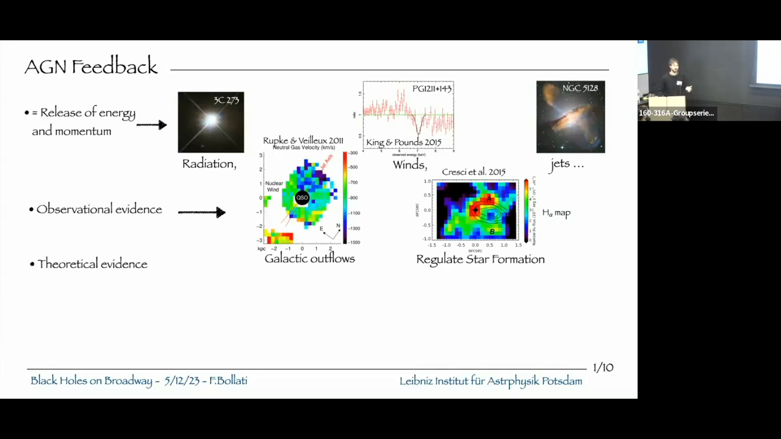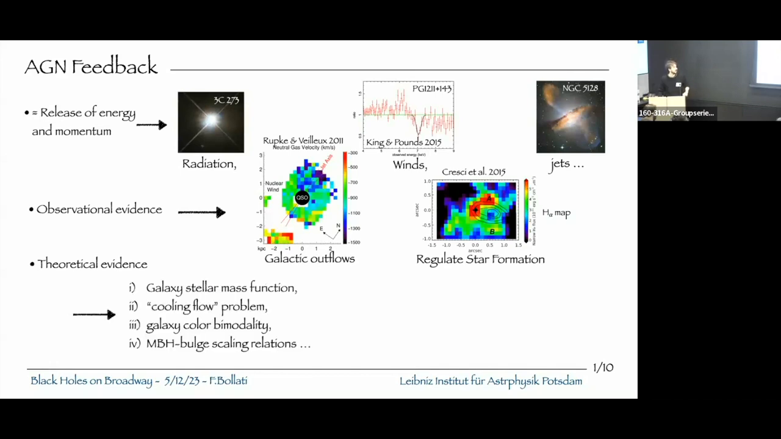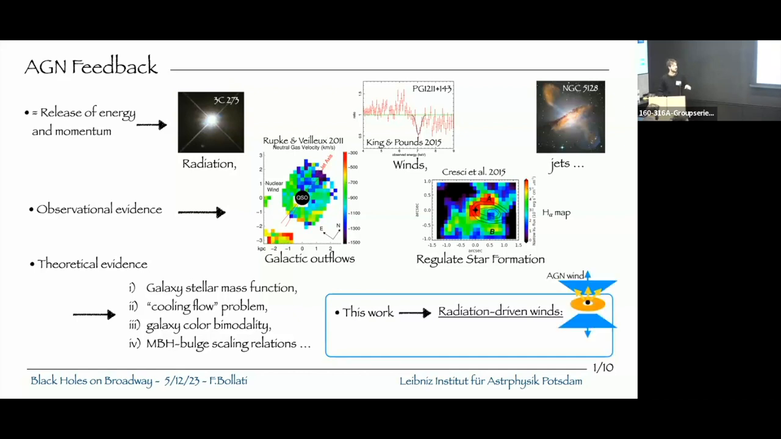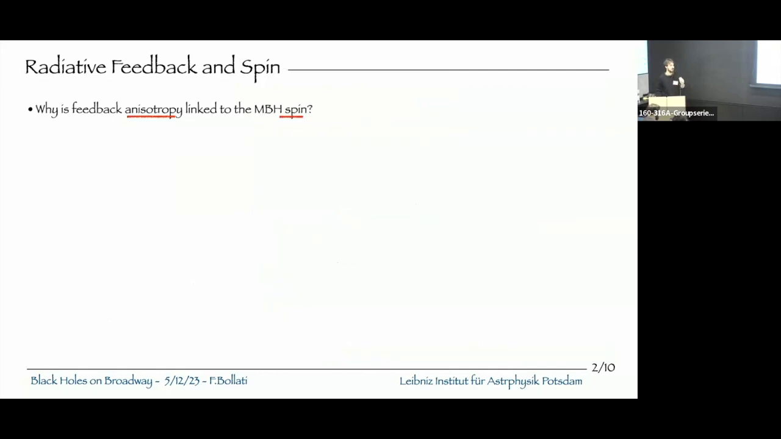And from a theoretical perspective, AGN feedback is invoked in the explanation of many astrophysical phenomena, and therefore nowadays it is routinely included in the semi-analytic and numerical models of galaxy evolution. In this presentation, in particular, I will talk about radiation-driven winds and their impact on isolated disk galaxies and massive black hole binaries. In doing so, I will focus on feedback anisotropy and its dependence on the black hole spin.